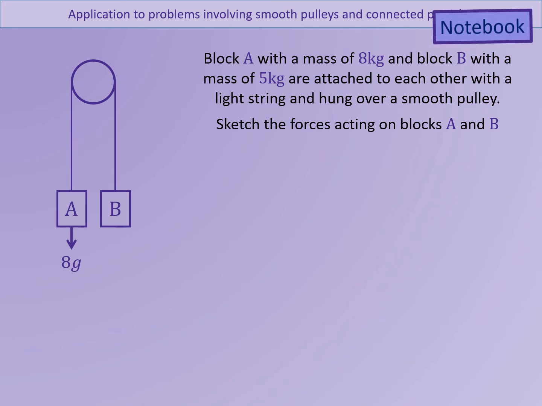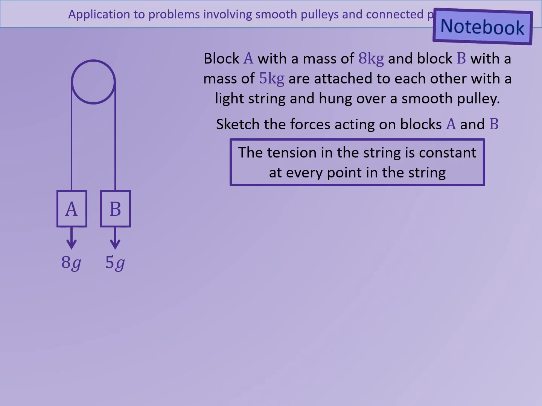The weight force of A is acting downwards. This is 8G. And the weight force of B is 5G, also acting downwards. The tension in the string is constant at every point along the string, and therefore the tension T is acting on A and also on B. These two values of T are equal.